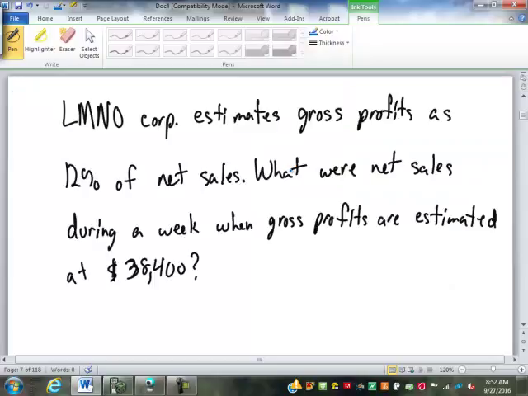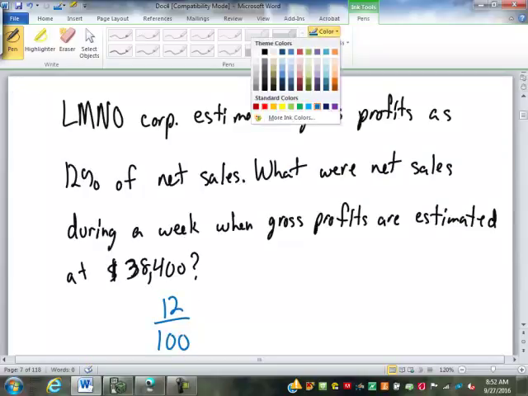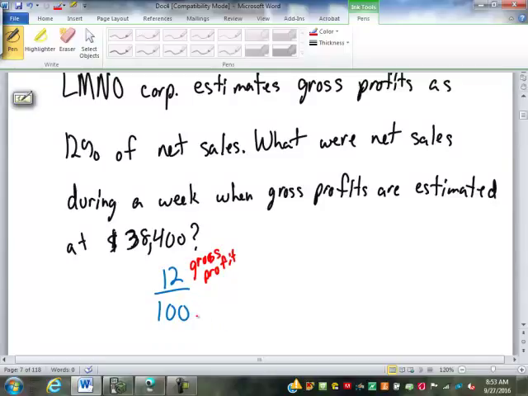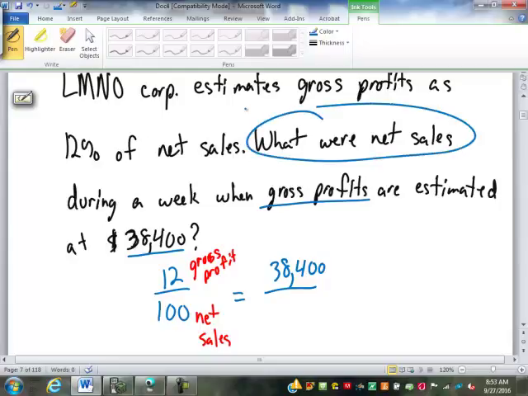So here we have our percent, 12%. So 12 out of 100. What's the 12 represent? That is the gross profit. And the gross profit is calculated out of what? Out of net sales. Very good. So the 100 represents net sales. So over here on the other side, we have the 38,400. Does that represent gross profit or net sales? Gross profit. So 38,400 goes on top. Now the bottom would be net sales. Are we looking for net sales? Yes. What were the net sales? So that is what we're looking for.